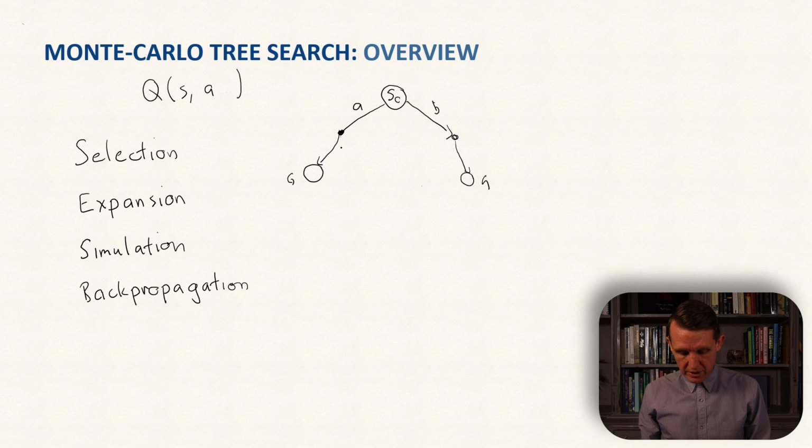For simplicity, let's say we've got this node here. Now we have to apply the expansion step on that, which means choosing an action that's available from this node. Let's say there are two more actions here, C and D. We're going to choose action D.